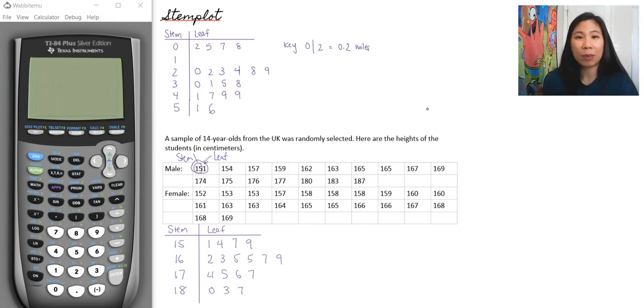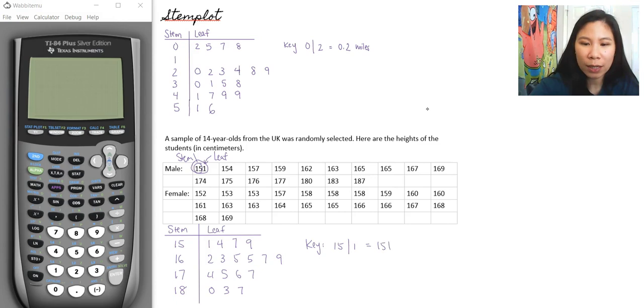So that would be the stem and leaf plot of all the male heights. And of course, we're going to include our key. Again, I'm just going to pick the first number that I had, which was a stem of 15 and a leaf of 1. This would stand for 151 centimeters in height.